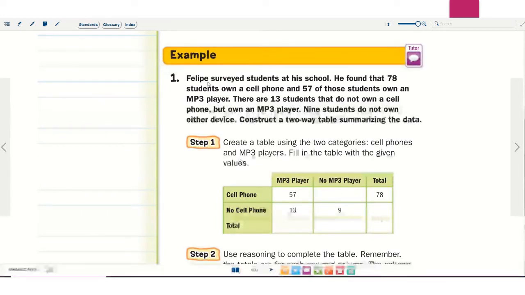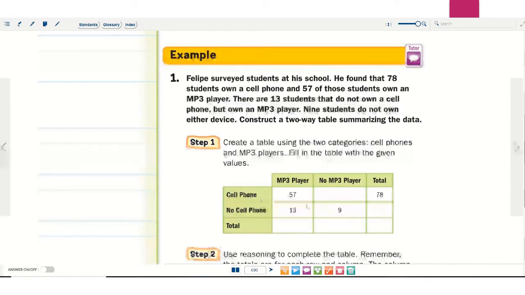So reading it, it says Felipe surveyed students at his school. He found that 78 students own a cell phone and 57 of those students own an MP3 player. There are 13 students that do not own a cell phone but own an MP3 player. 9 students do not own either device. Construct a two-way table summarizing the data.